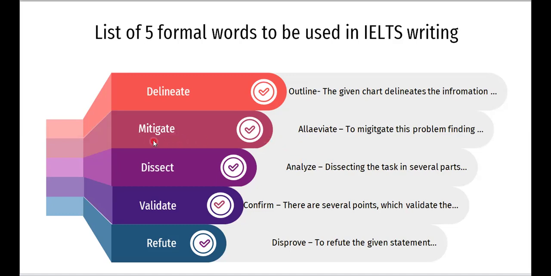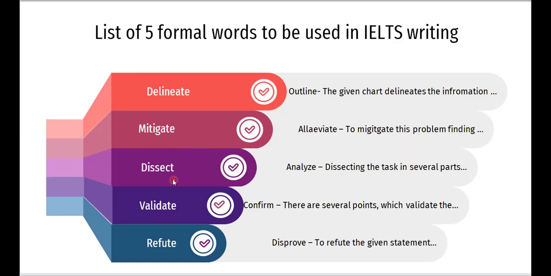Now let's talk about the second word. It's mitigate. Mitigate means to reduce or to alleviate. To mitigate this problem, the government should take some stringent steps, or to mitigate the issue of traffic congestion. Like that, you can use this word. It means alleviate, that means to reduce.